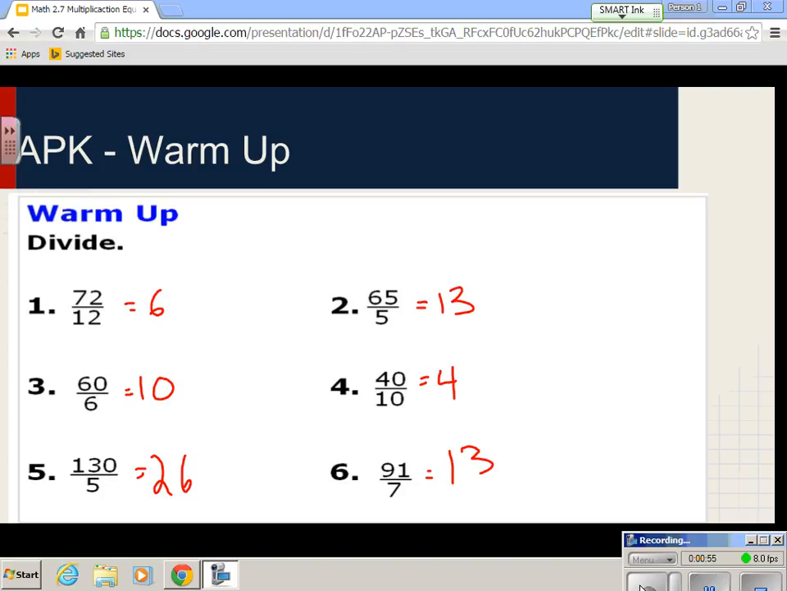So here are the answers to your 6 problems. Number 1, you should have gotten 6, because 12 goes into 72 6 times. 2 is 13, 3 was 10. 4 was 4, 5 was 26, and 6 was 13. If you got 5 of them correct or 6 of them correct, I want you to give yourself 2 taps on the table. Boom, boom.